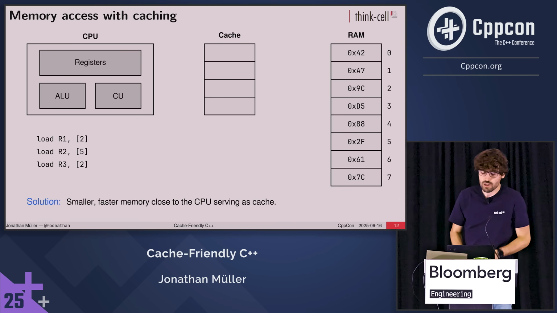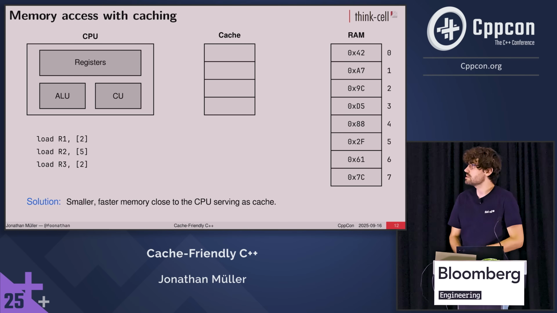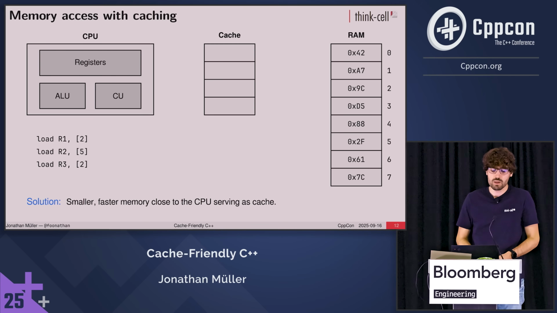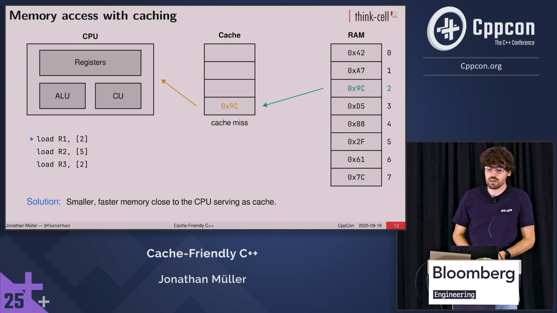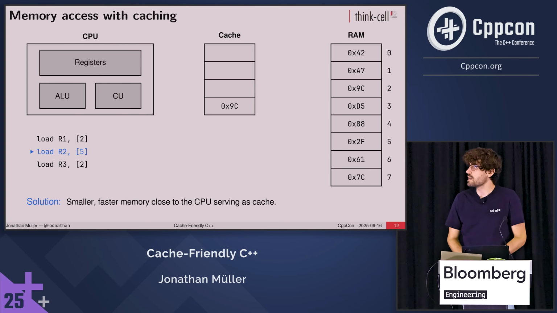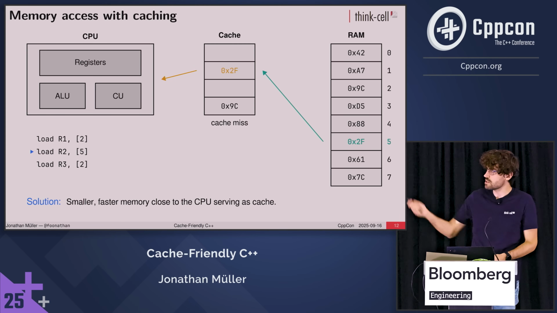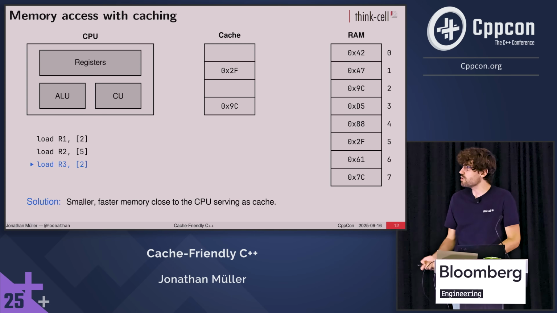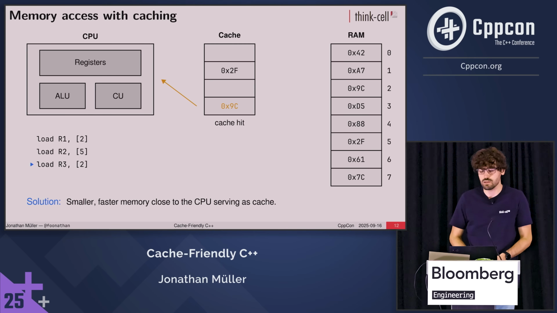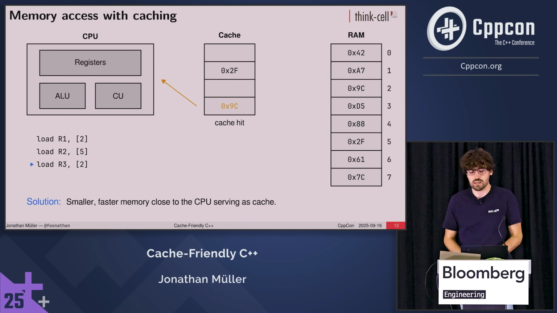We have caches. The idea is we put some memory that is faster closer to the CPU, physically closer, so we have less speed of light delay. And now when we do memory access, we leverage the cache. So we want to get address 2. It's not in the cache, so we've got a cache miss. We put it in the cache and then transfer it to the CPU. Likewise, when we want memory address 5, it's not yet in the cache, so we have another cache miss. We load it into the cache and then put it into the CPU. But when we want address 2 again, it's still in the cache, so we can avoid the main memory access and just directly load that into the CPU. So the smaller, faster memory close to the CPU serves as a cache and speeds things up.